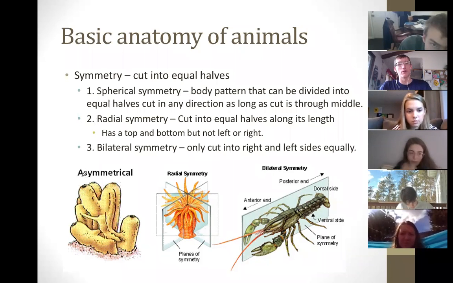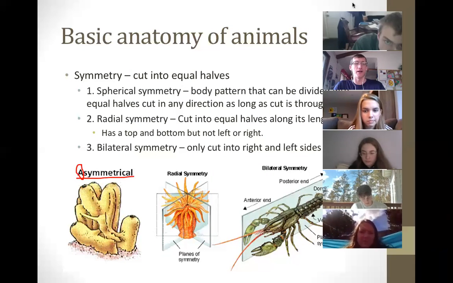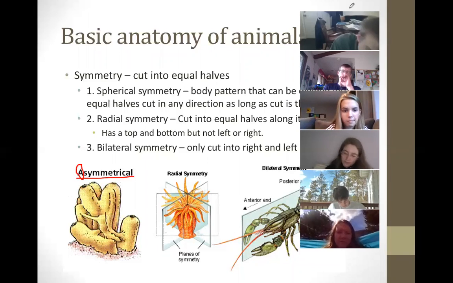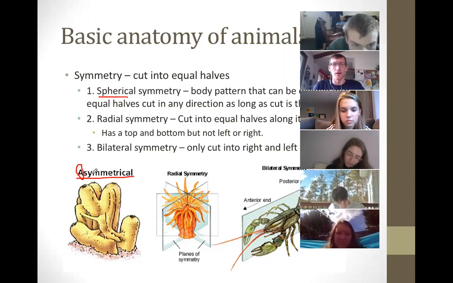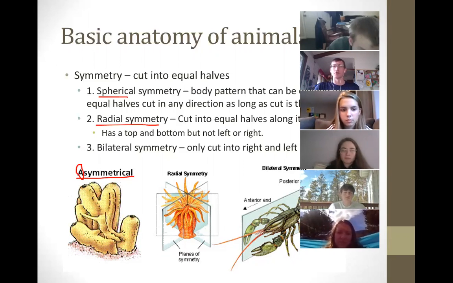More common is asymmetrical. Asymmetrical means without symmetry. A means without, right? So asymmetrical is an animal where it doesn't matter how you cut it, you will never get a mirror image. Now, bear in mind, a mirror image does not have to be perfect, okay? But it should be pretty close to perfect. So there's a lot of different types of symmetry. You can be a perfect sphere, you can have no symmetry, or you can have radial symmetry.